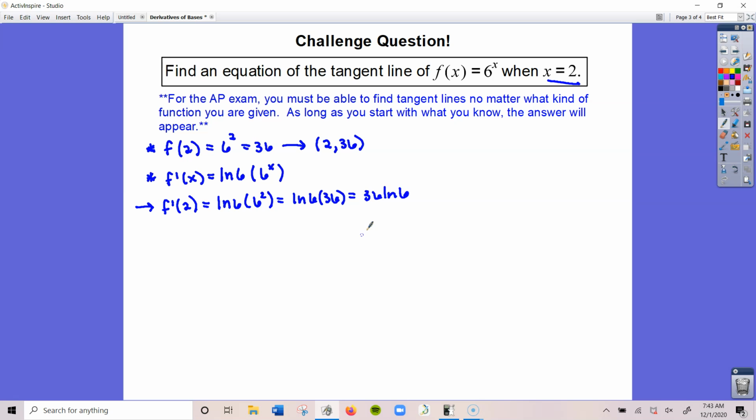Now, because this is typically not a calculator question, you are not expected to actually figure out what this number is. You can just leave it like that to represent your slope. So now we're ready to write the equation of the tangent line. So y minus 36 is equal to my slope, which is 36 ln 6 times (x minus 2). And this would be my equation.